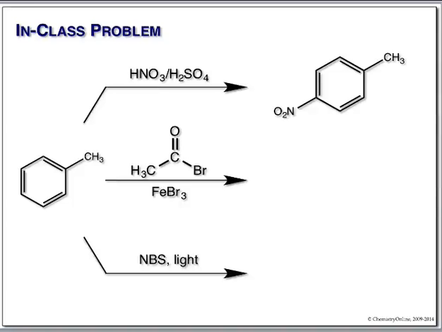Our next reaction here is the Friedel-Crafts acylation. Remember, in the Friedel-Crafts acylation, we're actually adding an acylium-like ion directly to the ring. It's going to add through the carbonyl here. Again, it's going to be ortho and para, and that would be our product.